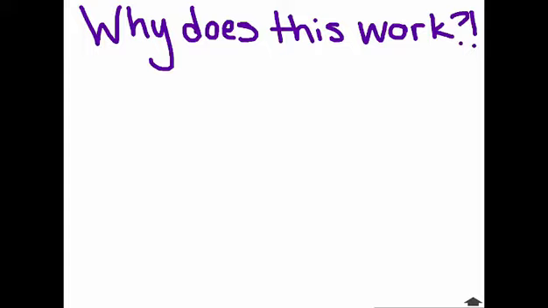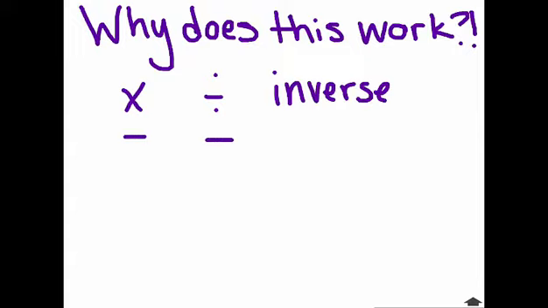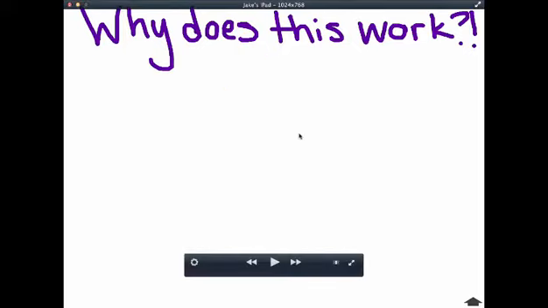Let's think about multiplication and division for just a minute. Multiplication and division are inverse operations. Now, if you remember that word inverse from previous years, inverse means opposite. So multiplication will undo division, and division will undo multiplication. But we're not going to leave it quite there. We're actually going to do some problems and start thinking about, why does this work? What is it that makes it possible?